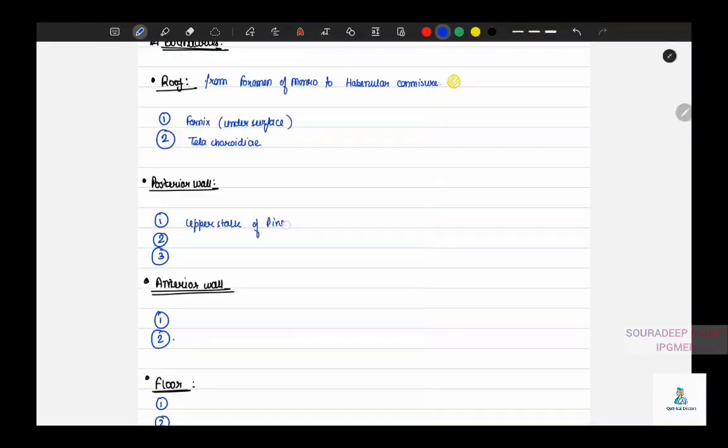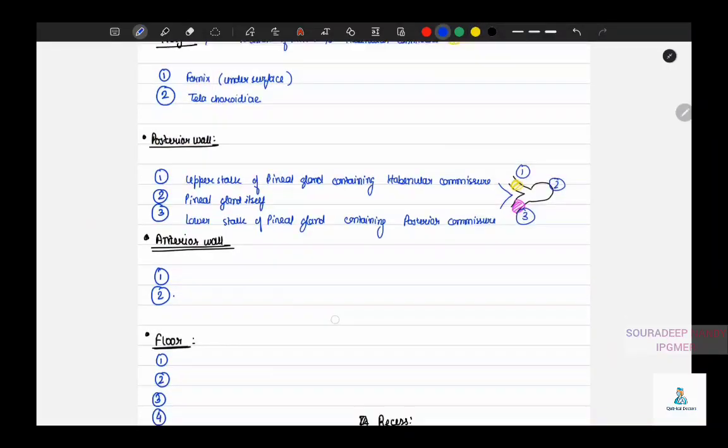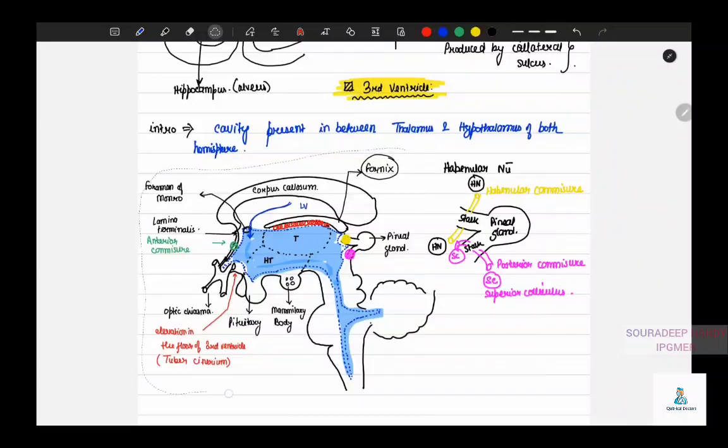Now the posterior wall is formed by the upper stalk of the pineal gland containing the habenular commissure, the pineal gland itself, and the lower stalk of the pineal gland containing the posterior commissure. So the diagram is like this. That is the posterior wall. Now coming to the anterior wall, it is formed by the lamina terminalis containing the anterior commissure and the anterior column of fornix.